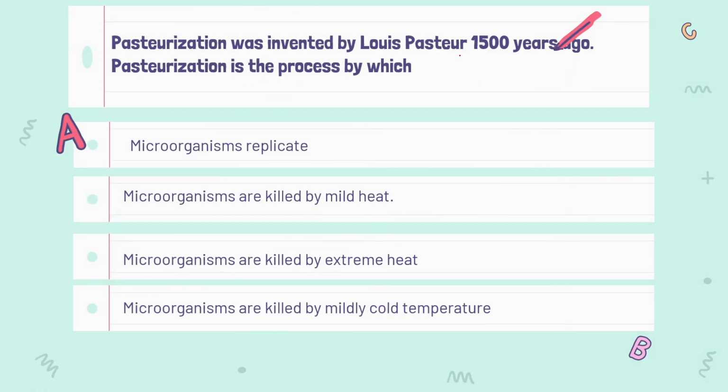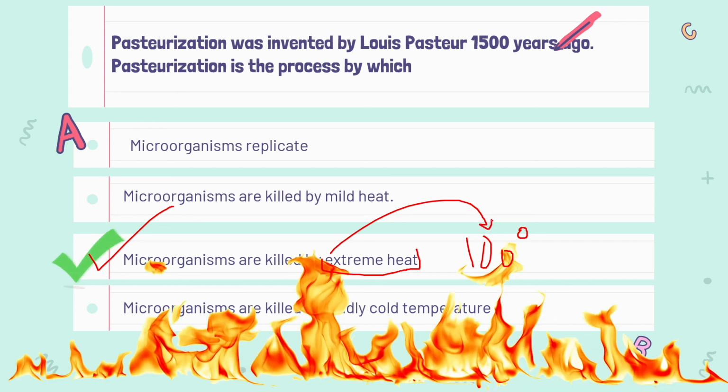Pasteurization was invented by Louis Pasteur 1500 years ago. Pasteurization is the process by which microorganisms are killed by extreme heat of 100 degrees Celsius. Okay, so it is an extreme heat. It's the boiling point of water, isn't it? Yes.